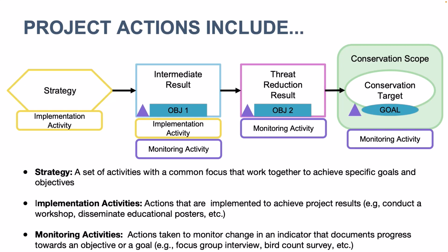audience. Monitoring activities, as shown here in the purple bubbles in our results chain. These are actions that a project team implements to monitor change in an indicator associated with an objective or goal. Goals, objectives, and indicators are part of the project monitoring plan that you developed in Step 2 of the Conservation Standards process.